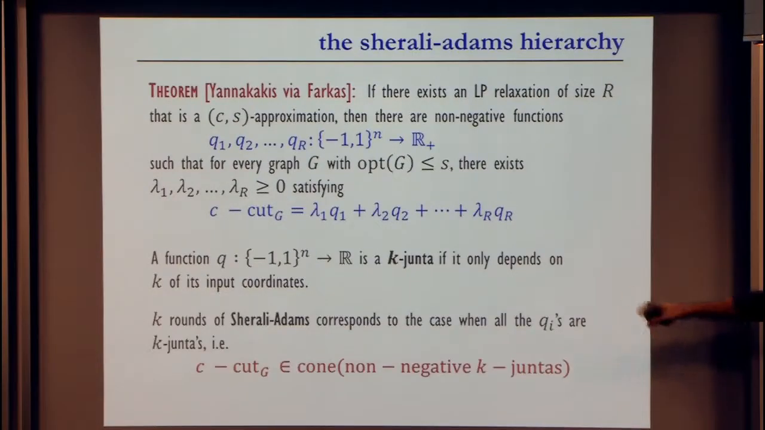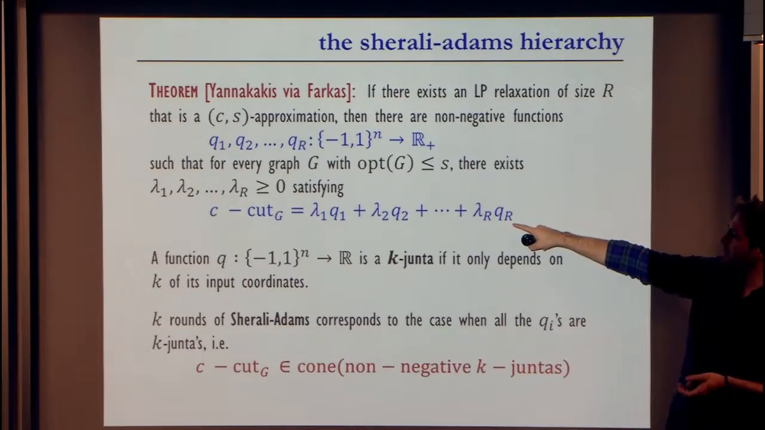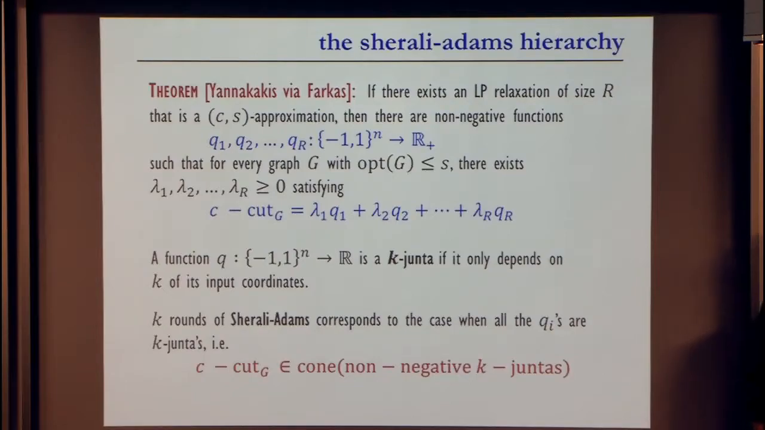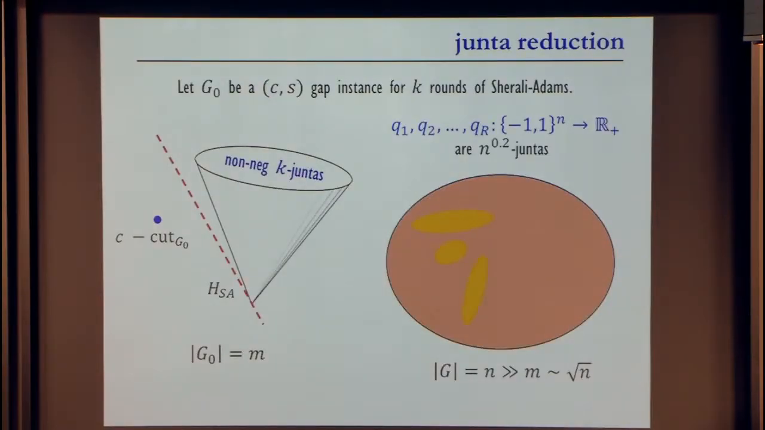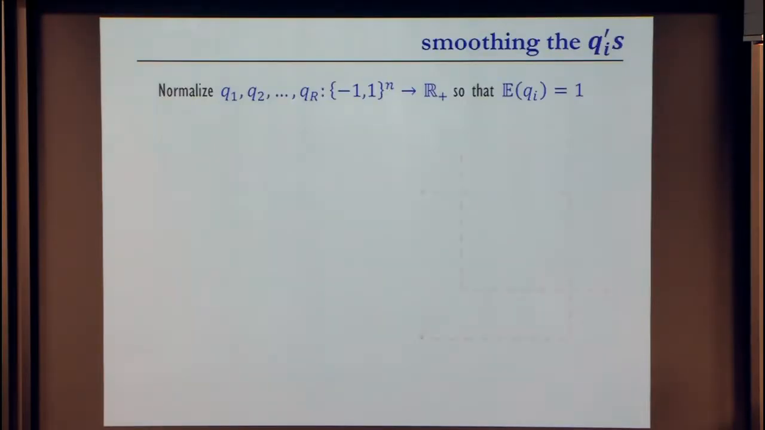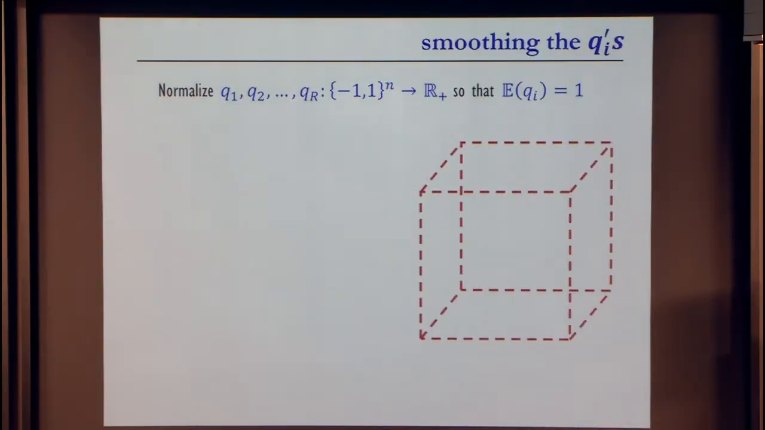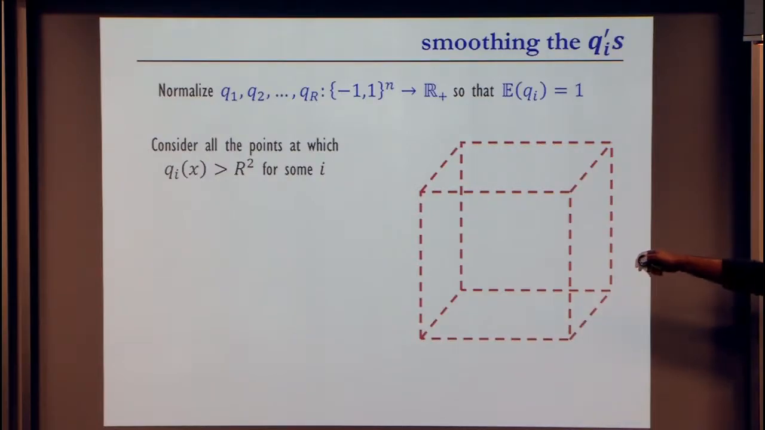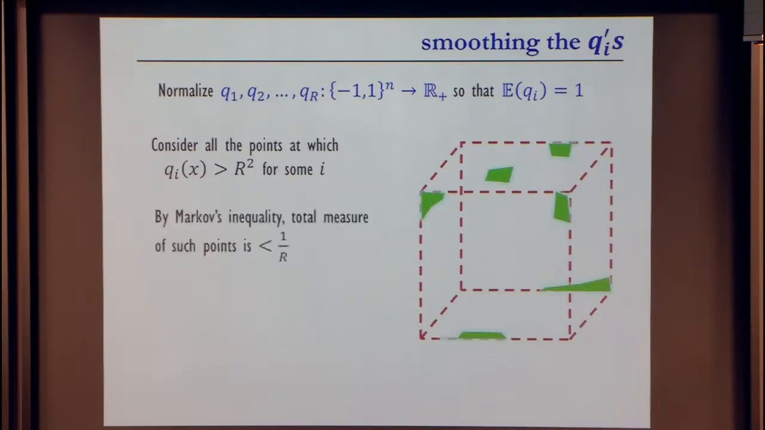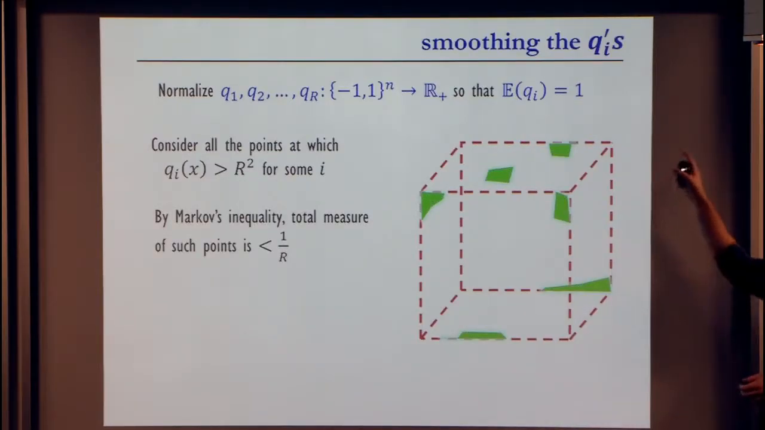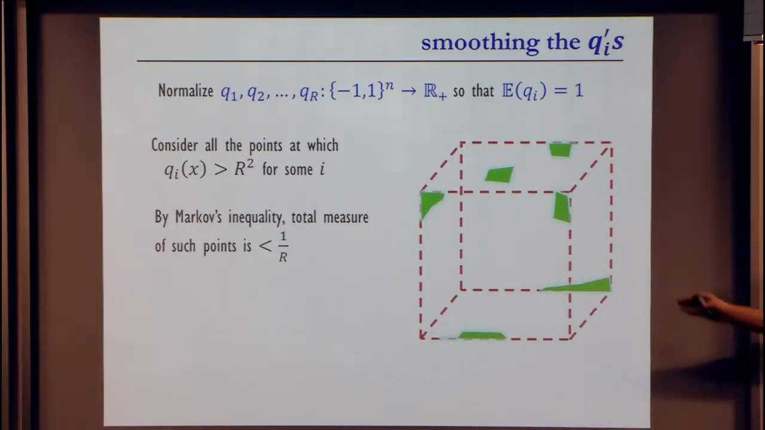The functions are non-negative, so I can assume that the expectation of every function is 1, just by normalizing it. Then, by Markov's inequality, for any fixed function, it can only be bigger than r squared on a 1 over r squared fraction of the hypercube. So the total measure of bad points, taking their union, is only 1 over r. It's a small fraction of the cube.